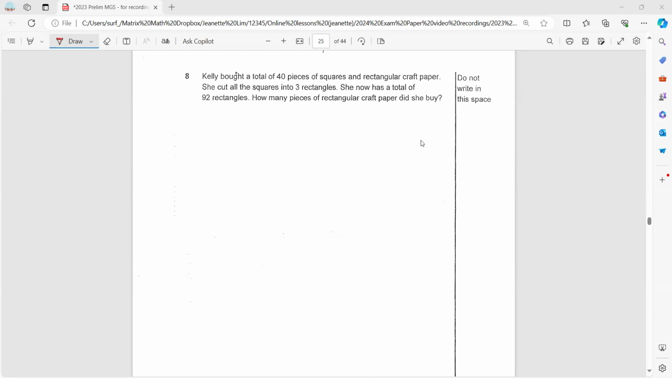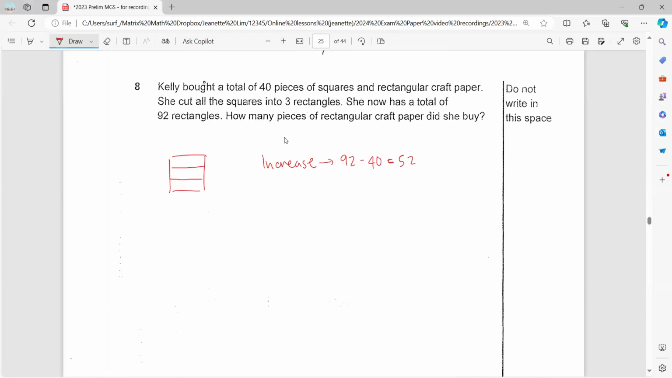So basically, if this is the square, cut into 3 rectangles from a total of 40 pieces, right? She ended up having 92 pieces. So that increase in the number of pieces, 92 minus 40, there's an increase of 52 pieces, right? So what causes this increase?